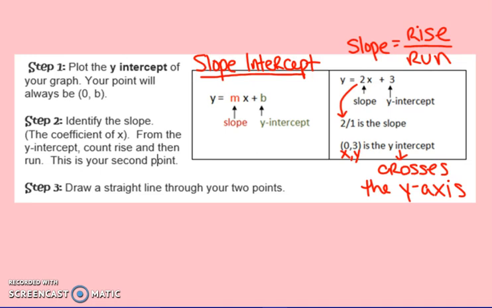If we look at our steps to graph, your first step is to plot the y-intercept. Again, just as a reminder, your point will always be 0, b. If b is negative, it can be a negative number. If b is positive, it will be a positive number. Step 2 is to identify the slope. Again, this is your coefficient of x. Then you are going to count rise first, then count your run. Once you do that, draw your straight line connecting your 2 points.